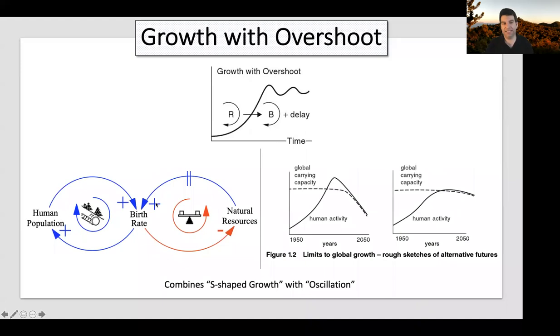Then you can combine all of that together by adding a delay in one of these loops, usually the limiting loop. That delay gives you growth with limitation, but you can get overshoot. In the limits to global growth model from Forrester, that's what generated this major collapse in the human population: one of these overshoots where they went way over carrying capacity and then carrying capacity yanked them back down. That greatly reduced the human population in his hypothetical scenario.